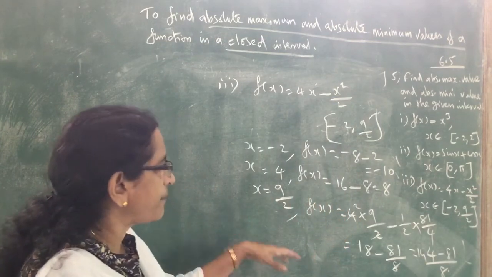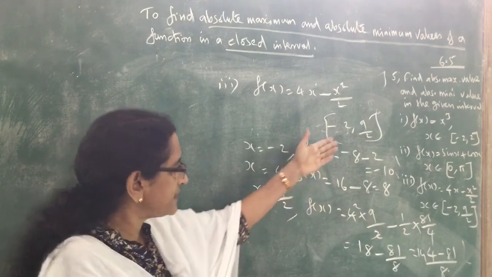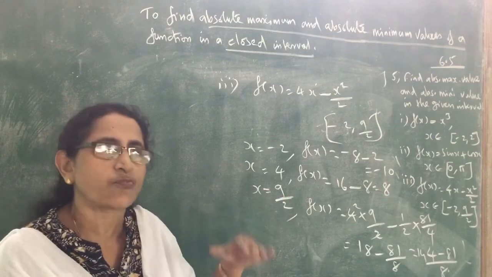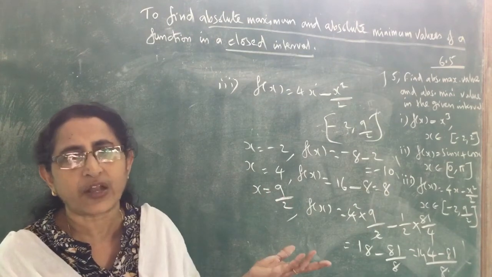Now find that number and find out which is bigger among these numbers. Find which is the biggest number, the greatest number, and which is the smallest number, and decide which is the absolute maximum value and which is the absolute minimum. Okay.